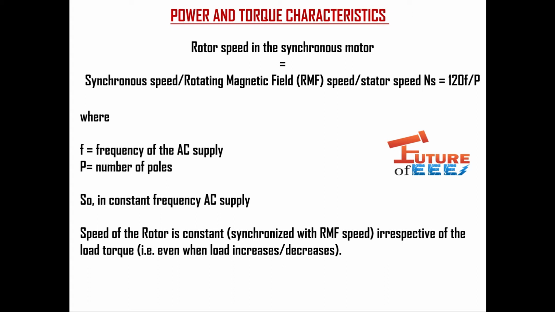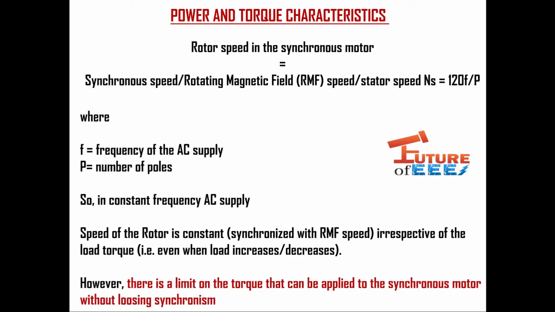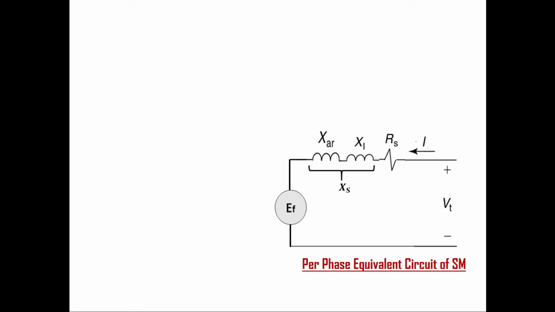In other words, the rotor speed remains synchronized with rpm of speed Ns and it will be irrespective of the load torque. However, it is very important to note that there is a limit on this load torque that can be applied to the synchronous motor without losing this synchronism. To find out these limits, or in other words, to find out the stability limits, let's take the per phase equivalent circuit which we derived in the last video to find the power equation and torque equation.